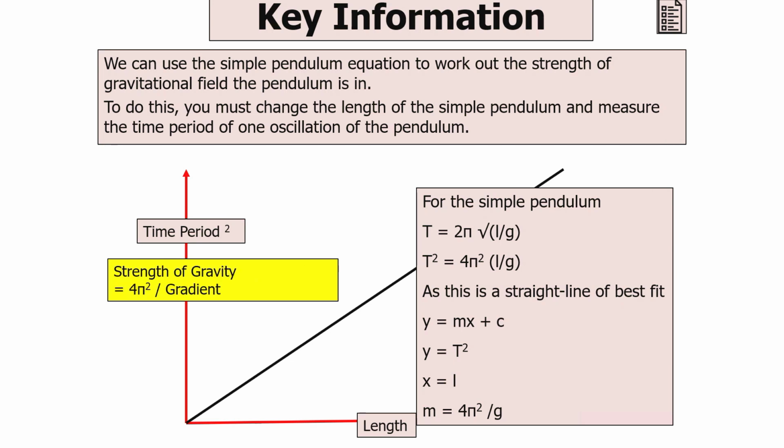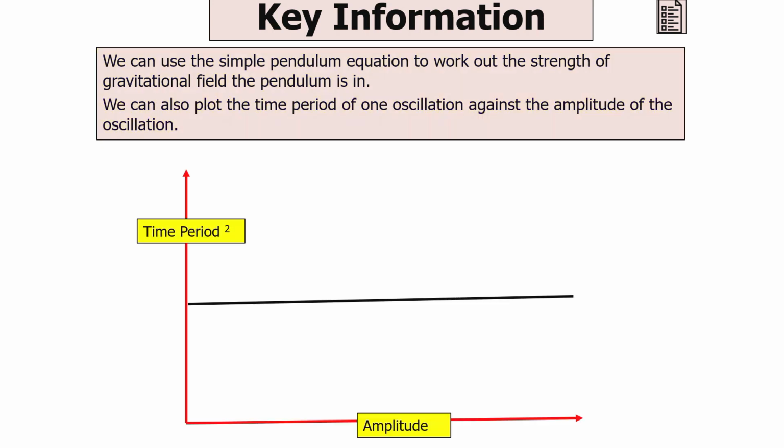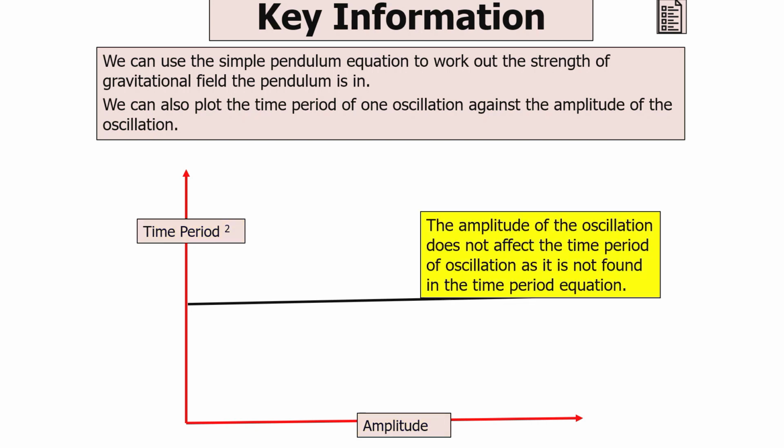So the strength of gravity is 4 pi squared over the gradient. We can also plot the time period of one oscillation against the amplitude of oscillation and have T squared against the amplitude. Again, remember, the amplitude of oscillation does not affect the time period of oscillation, as it's not found in the time period equation.